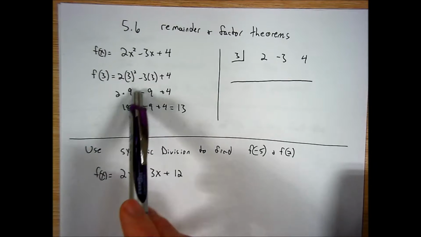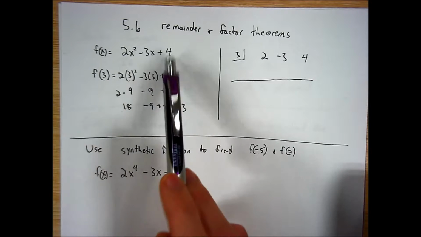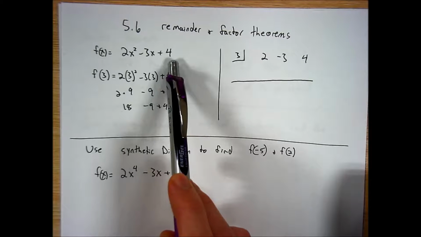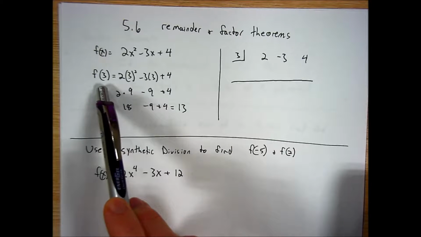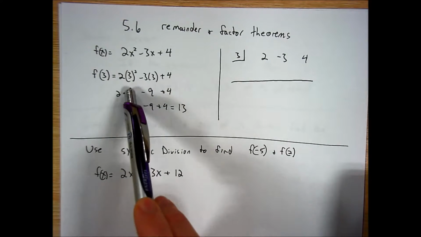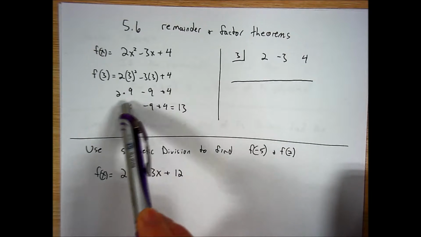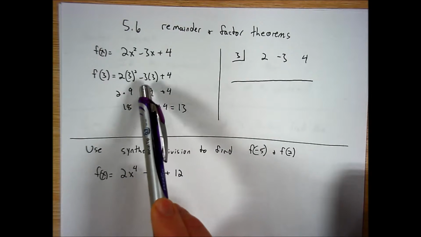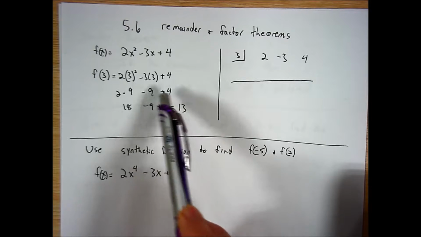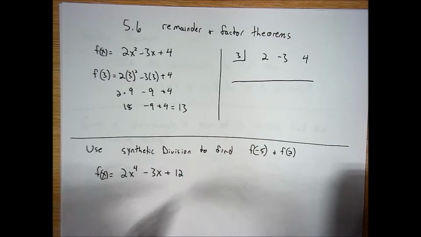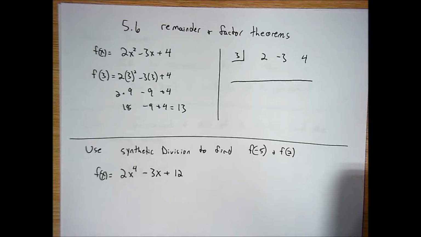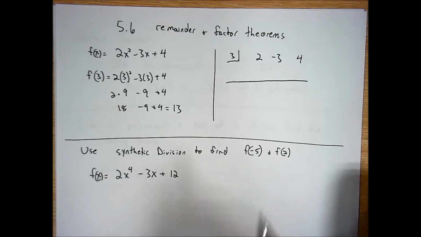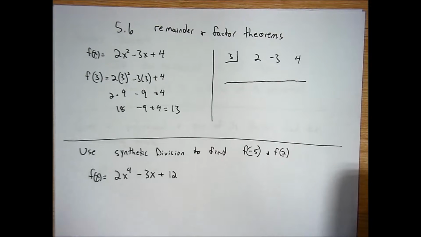So if we look at the function 2x squared minus 3x plus 4, and I asked you to find f of 3, you would put 3 in for all the x's. 3 squared is 9, 2 times 9 is 18, minus 3 times 3 is minus 9. We can put all those together and get 13. Pretty straightforward, right? So the remainder theorem is a bit of a shortcut for that.